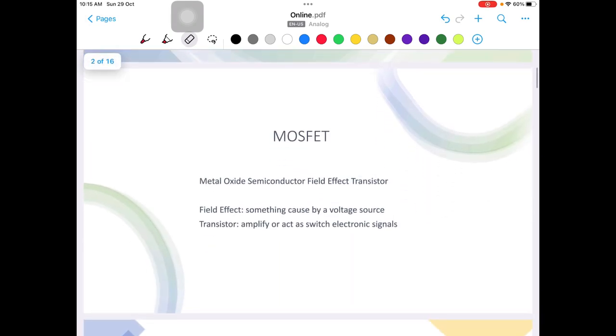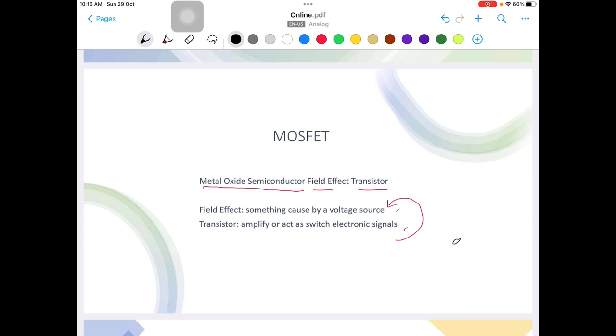In chapter 2, we are focusing on the MOSFET. What is the definition of MOSFET? MOSFET is a metal oxide semiconductor field effect transistor. What is meant by field effect? Field effect is something caused by a voltage source, while a transistor is an amplifier or acts as a switch for electronic signals. So by combining these terms, something that amplifies or acts as a switch for electronic signals is controlled by the voltage source. From here, we need to know the basic structure of the MOSFET.